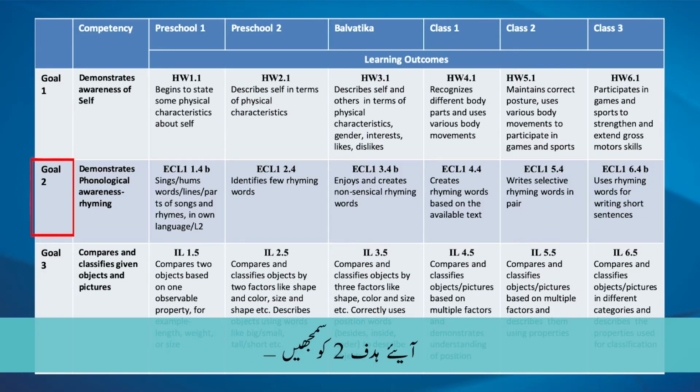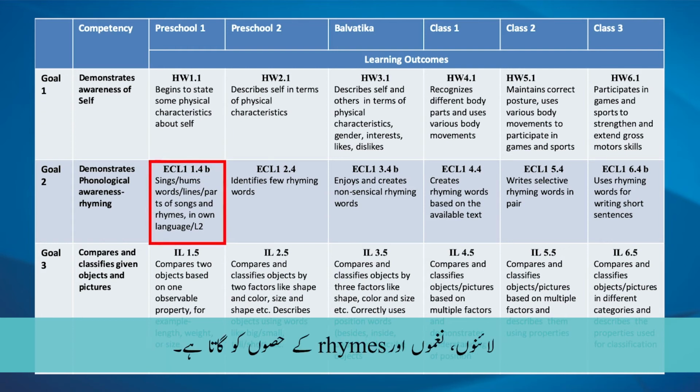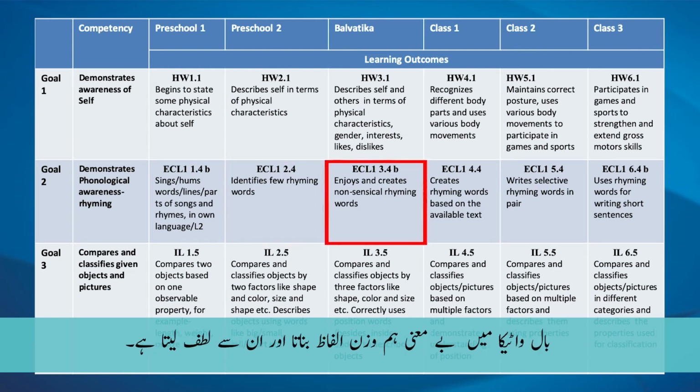Let us understand goal 2. The competency is demonstrates phonological awareness, that is rhyming. Now, in preschool 1, sings, hums words, lines, parts of songs and rhymes in own language or in second language. In preschool 2, identifies few rhyming words. In Balvatika, enjoys and creates nonsensical rhyming words.